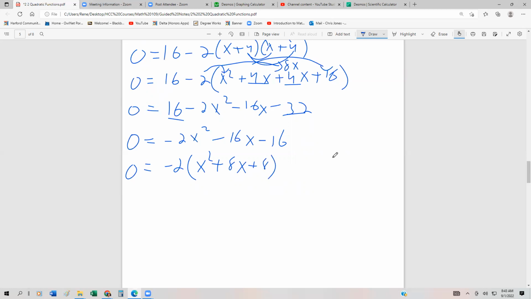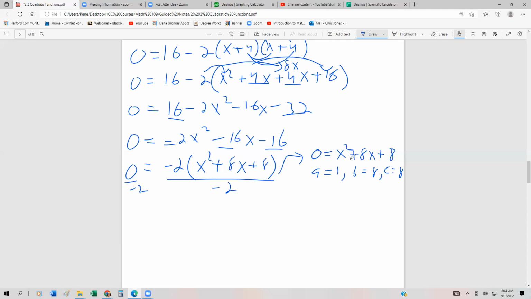Okay, and then we could divide both sides by -2. And this is just a process to help us make it easier when we use the quadratic formula. And so we end up with the equation 0 equals x squared plus 8x plus 8. And so we can use our quadratic formula with a equal 1, b equal 8, c equal 8. That's a lot easier than having all the negative signs that we would have had initially.